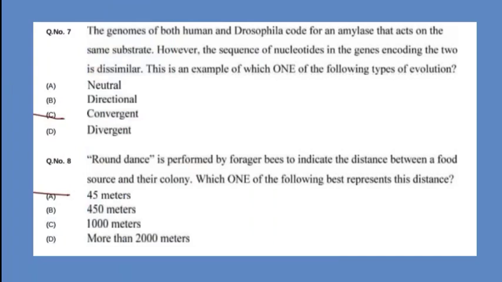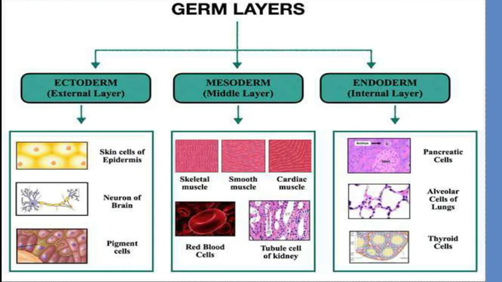Next question, the genome of both human and Drosophila code for an amylase that acts on the same substrate. However, the sequence of nucleotides in the gene coding the two is dissimilar. This is an example of which one of the following types of evolution, and this kind of evolution is convergent evolution.